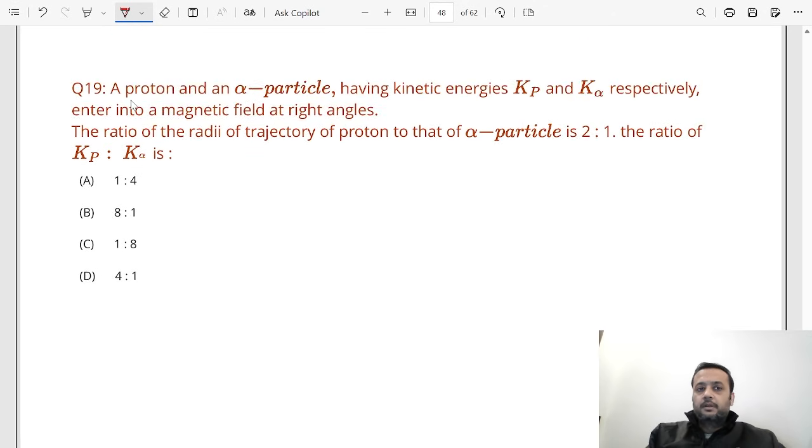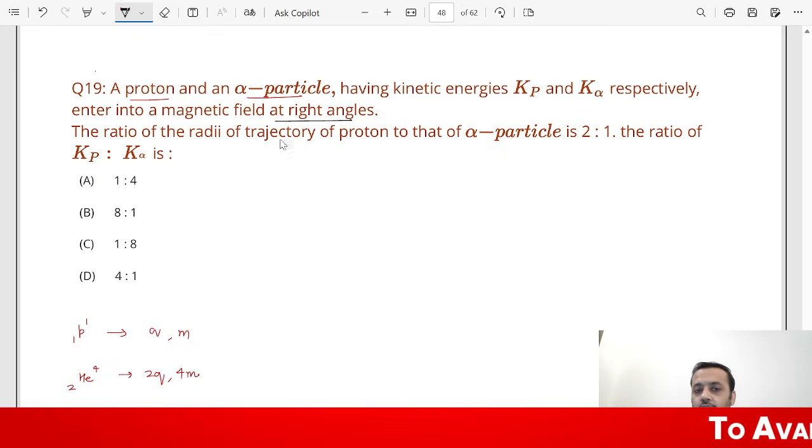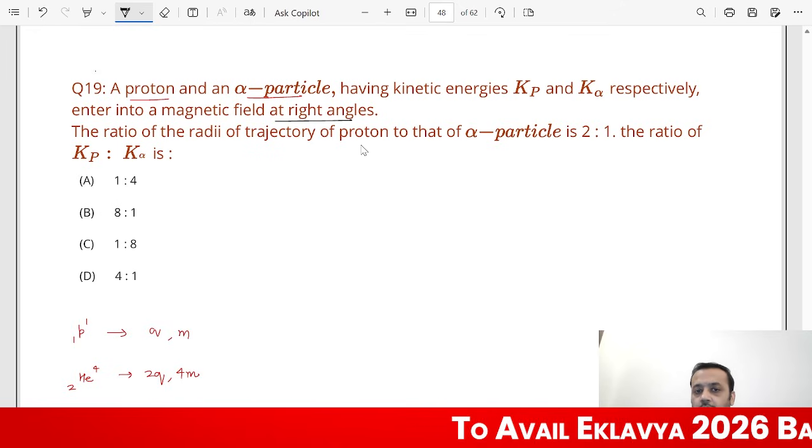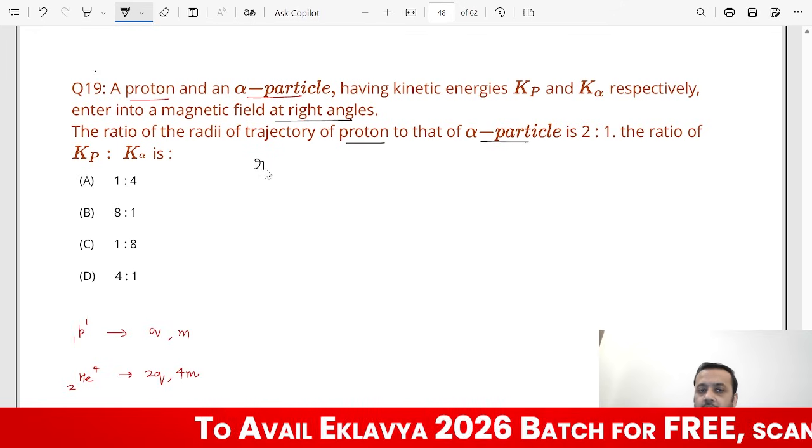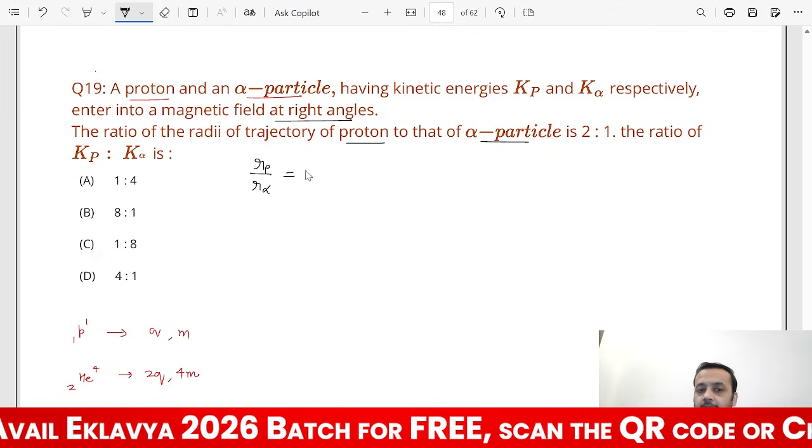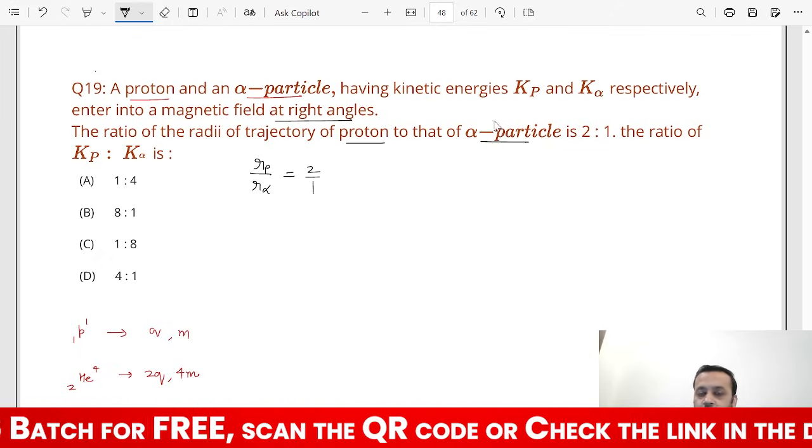Here there is a proton and an alpha particle. So we know that proton is 1p1 and alpha particle is 2He4. So if you call the charge here as q, here the charge will be 2q, and if you call the mass here as m, here the mass will be 4m. They both enter the magnetic field at an angle of 90 degrees, and the ratio of the radius of proton to alpha particle is 2:1. That means r of proton upon r of alpha is 2:1. So we have to find the ratio of the kinetic energy.